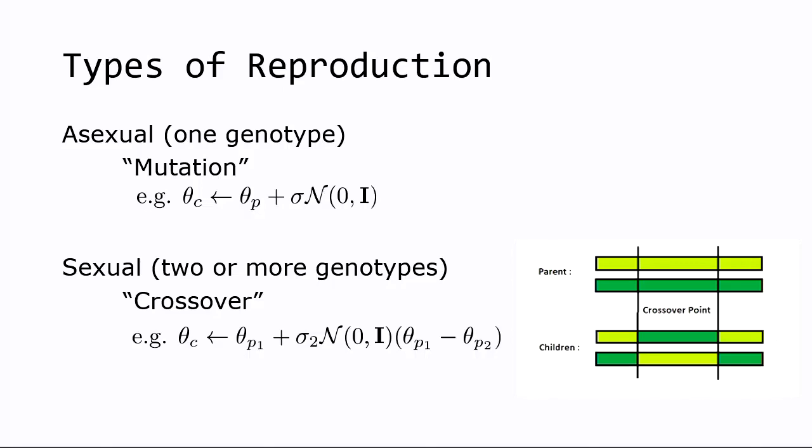If you're doing sexual reproduction, this is where you take two different parents, randomly pick a split point, and then you cross them over. You take half of the individual's parameters from one parent and the other half from the other parent, and you mix them together. This can be thought of as a mixture of Gaussians model, where you have two different Gaussians and you're mixing in between them and interpolating.